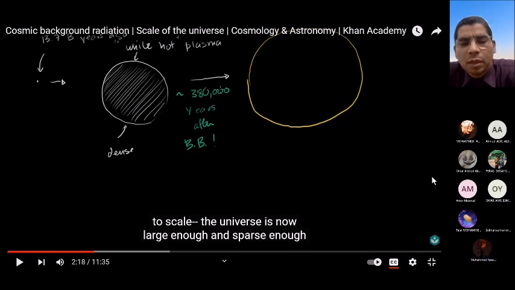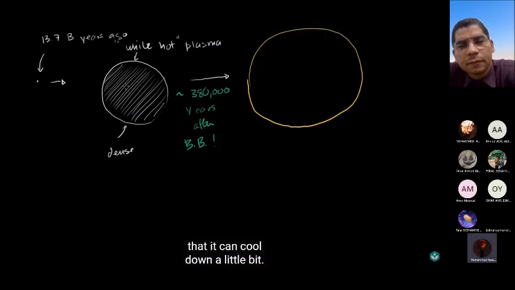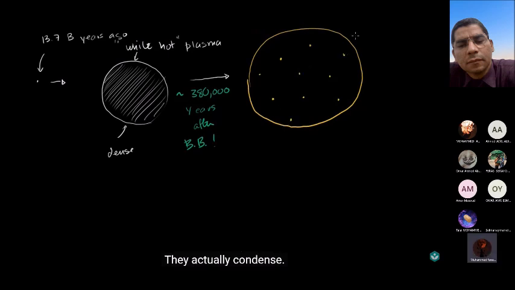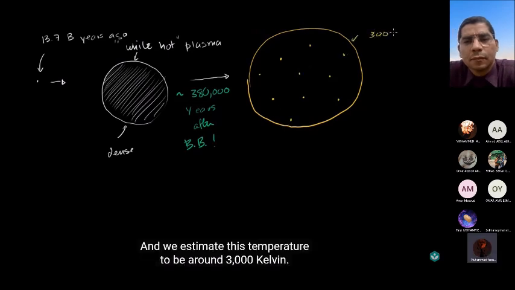It becomes large enough that its density becomes low. It becomes cold now, not hot, and sparse enough that it can cool down a little bit. You don't have as much bumping around. It's still a hot place, but it cools down enough that electrons can be captured by protons, and the first hydrogen atoms begin to form. They actually condense. We estimate this temperature to be around 3,000 Kelvin.